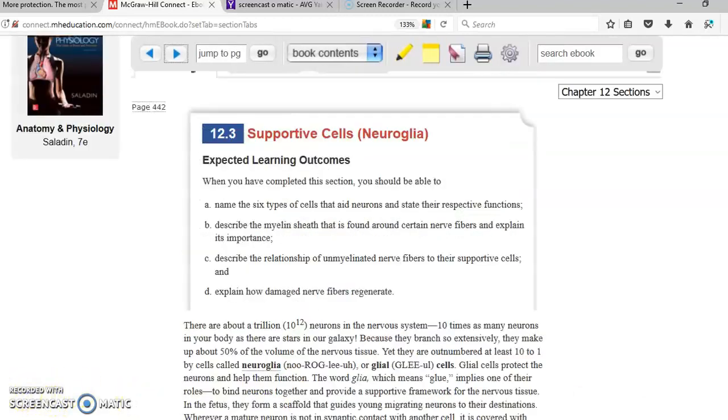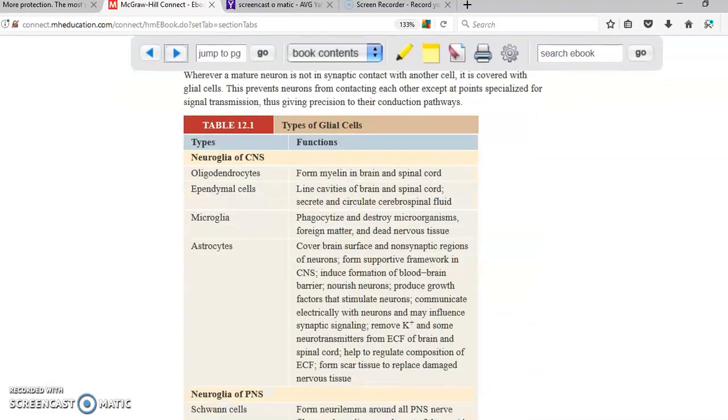Okay, the next topic is supportive cells. We said that the cells that you find in your brain are the neurons. Well, in addition to those cells, there are other cells whose main job is just to support the job of the neuron. For example, if there is an infection in your brain, the neuron doesn't fight the infection. Other cells will do that. These other cells that you find in your brain are called the neuroglia, as you can see in there. So take a look at the very first one.